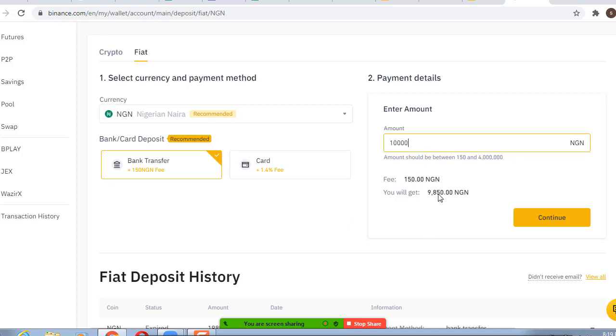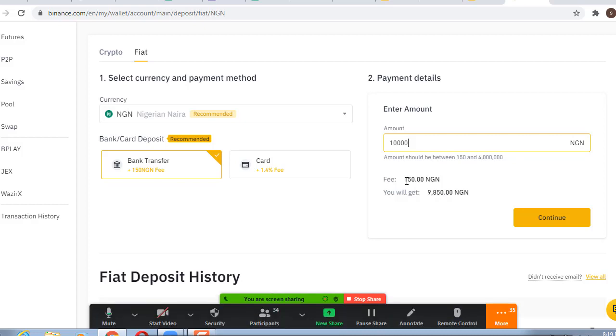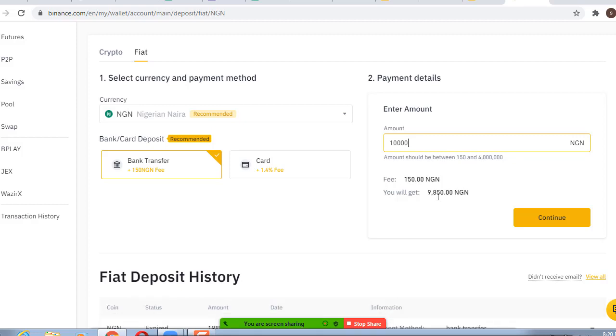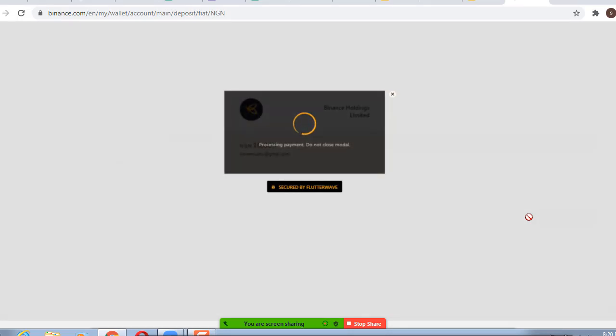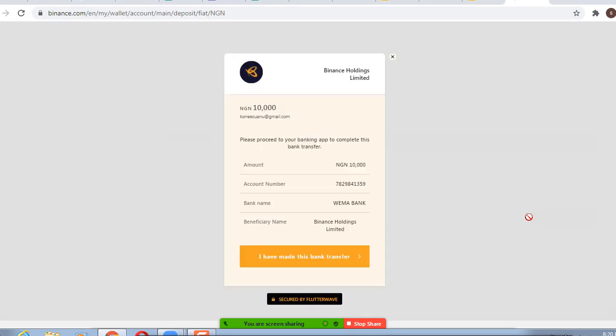So if you put the value here, you see they say fee. This is a fee they will charge you, which is 150, and this is what you will get. So I want to do a practical demonstration so that you see. If I click on continue, before you click on continue, your internet banking or your mobile transaction should be on. So in this case, I will do a transfer.